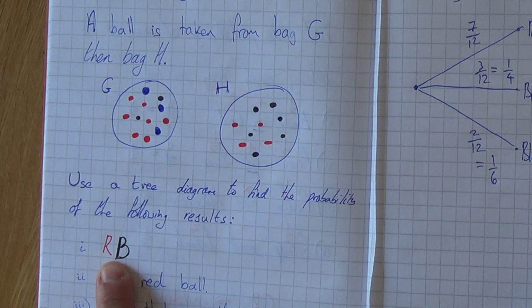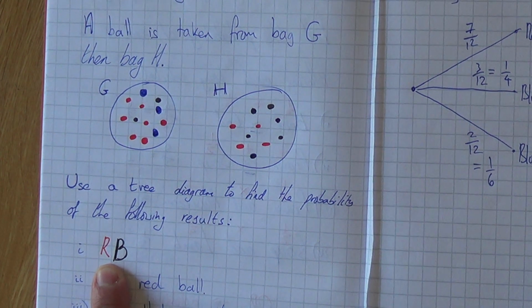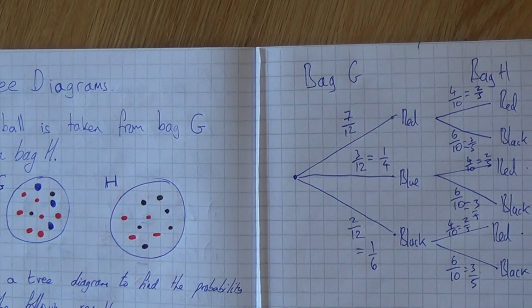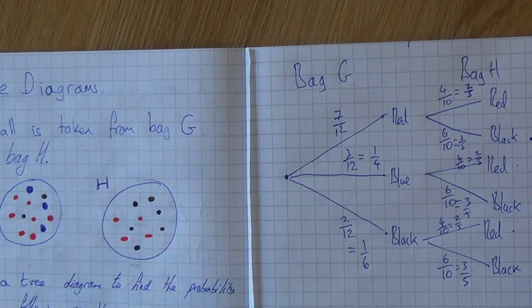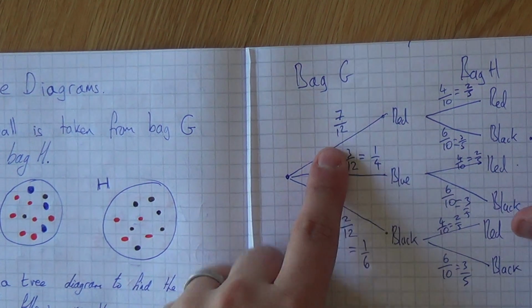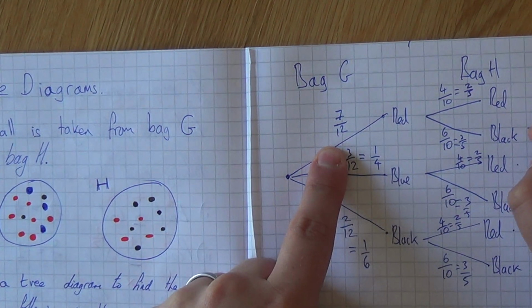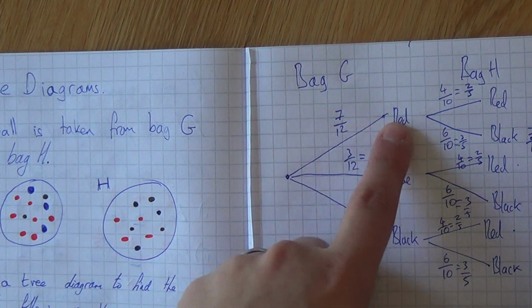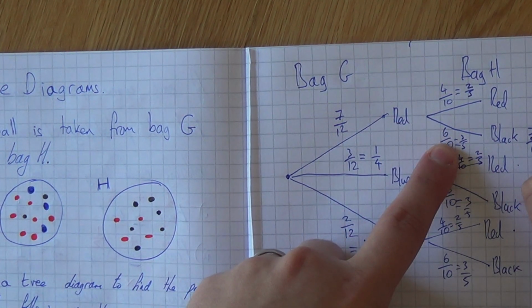That's a dark black B there for black. Hopefully using blue and black both starting with B. But so, a red then black is this path here. So that means this has got something to do with 7/12 to get to red. And then from there it's got something to do with 3/5.